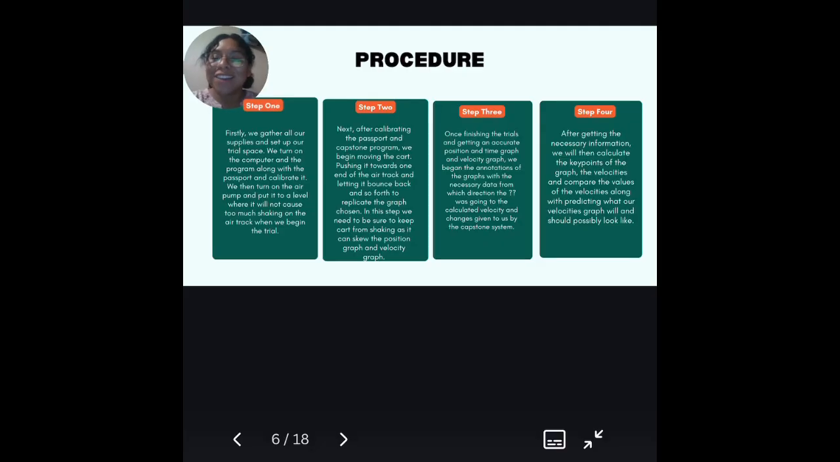Again, once we turned on the computer, we logged into Capstone. We opened up the program, got it ready for the position versus time graph, which was the first thing we recorded. Once everything was calibrated, we went ahead and let go of the glider so that way it could start moving and the sensor could start picking it up.